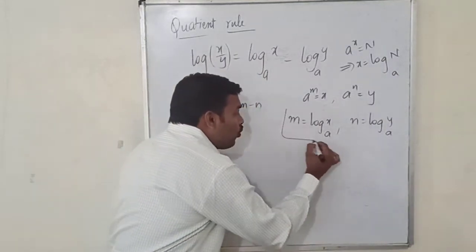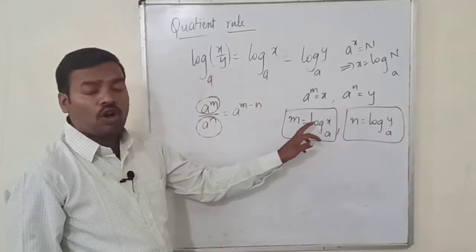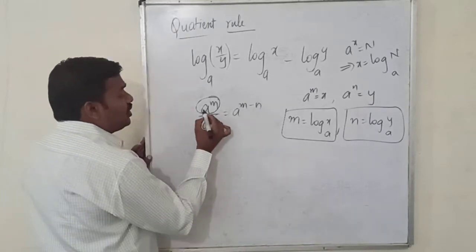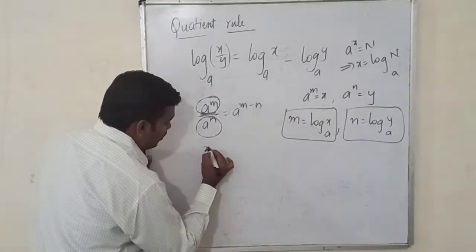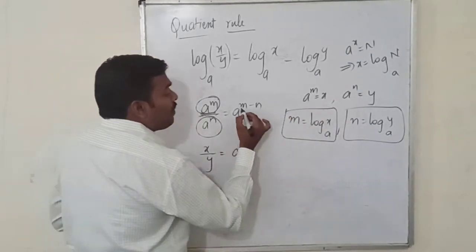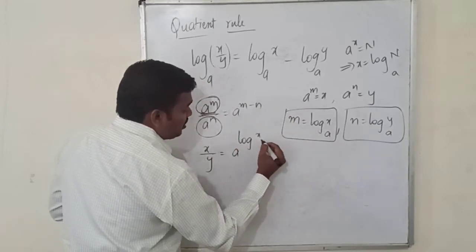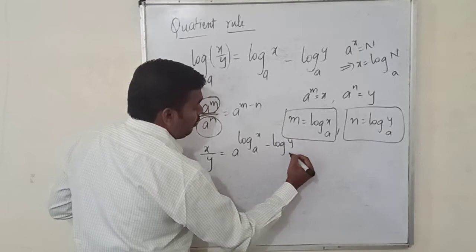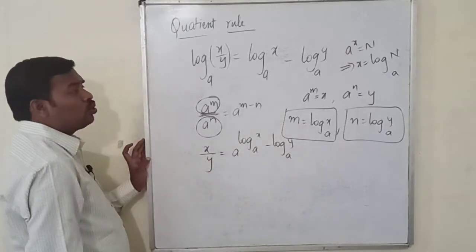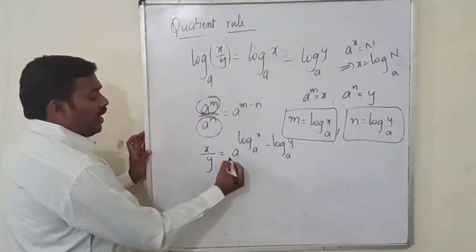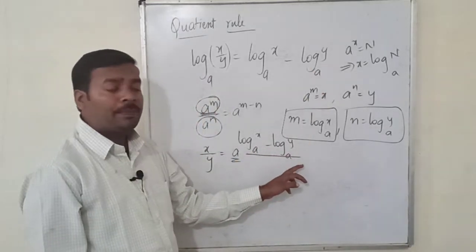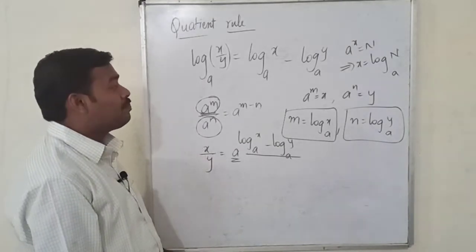So we have got the value of m and n. M is log x to the base a and n is log y to the base a. Now let us substitute those values here. That will be a power m is x by y, because a power n is y. That will be a power m minus n is log x to the base a minus log y to the base a. Here this is in the form of a power x is equals to n. In place of a we have a, in place of x we have log x to the base a minus log y to the base a, that is equals to n, that is x by y.